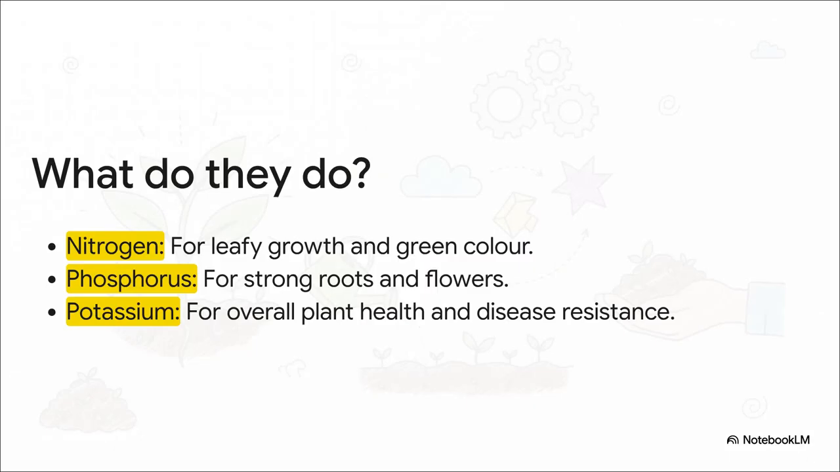So what do these main macronutrients actually do? Let's take a look. First, nitrogen. Nitrogen is essential for the growth of leaves. It gives them that healthy green color, so you can think of it as the leaf maker. Next is phosphorus. This one is very important for strong root growth and also for the development of flowers and fruits. And then we have potassium. Potassium helps with the overall health of the plant. It's like the plant's immune system, helping it to resist diseases.